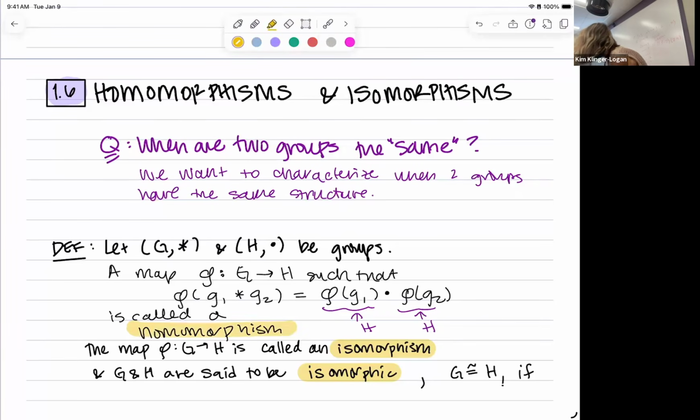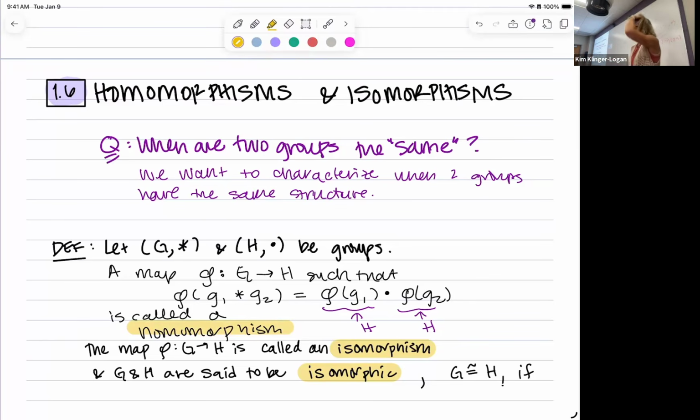So it's a map where each of these things is in G. If I perform the operation in G and send it somewhere else in H, what pops out is the same as if I had instead applied the function to each element in G and then performed the operation in H. It respects the operation on H. That's what homomorphisms do.